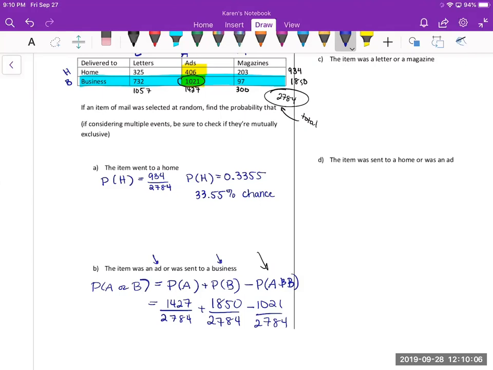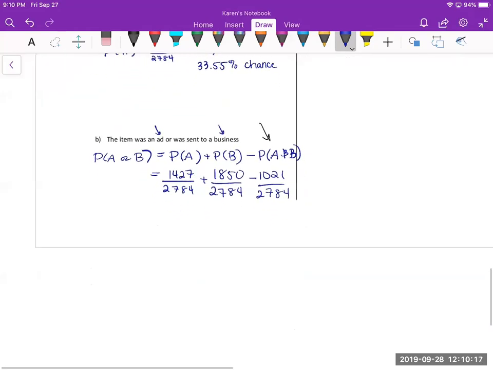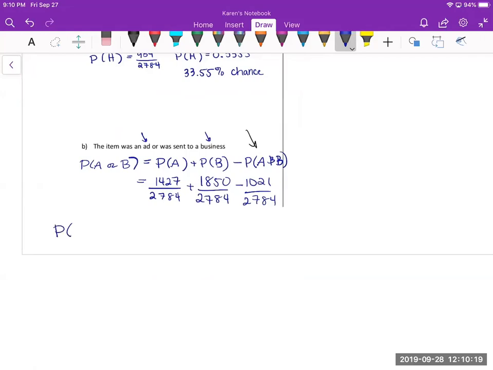So let's do this. 1,427, 1,850. We're going to take out that 1,021. And again, this is probably a pretty complex fraction. I wouldn't expect a reduced fraction here. Rounded decimal to 4 decimal places is good. 0.8103 or an 81.03% chance it was either an ad or it was sent to a business.